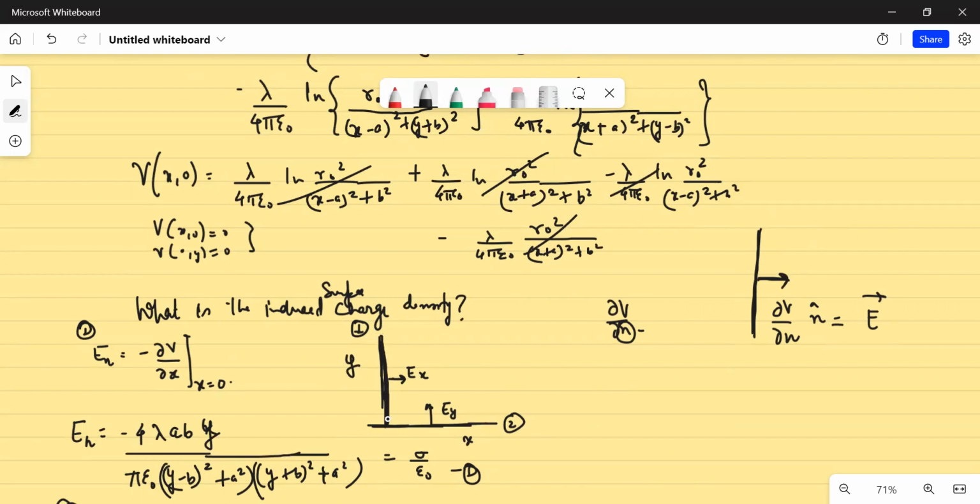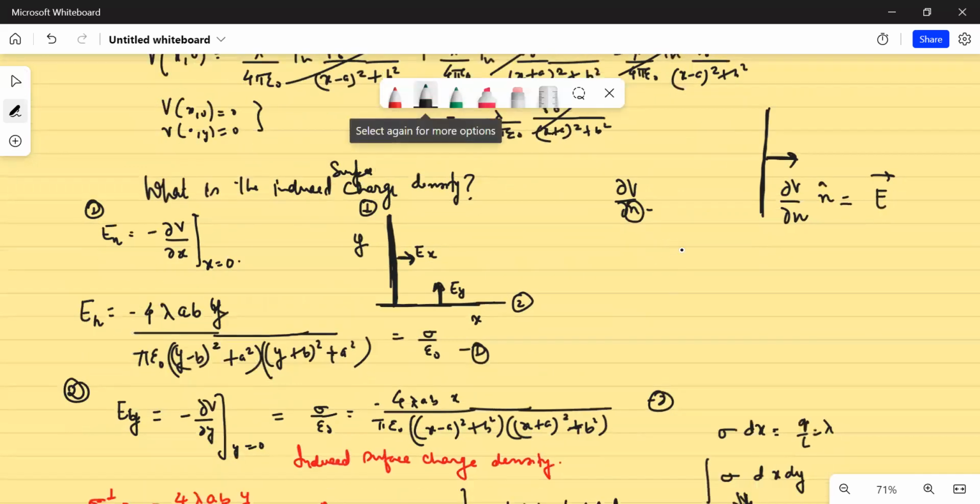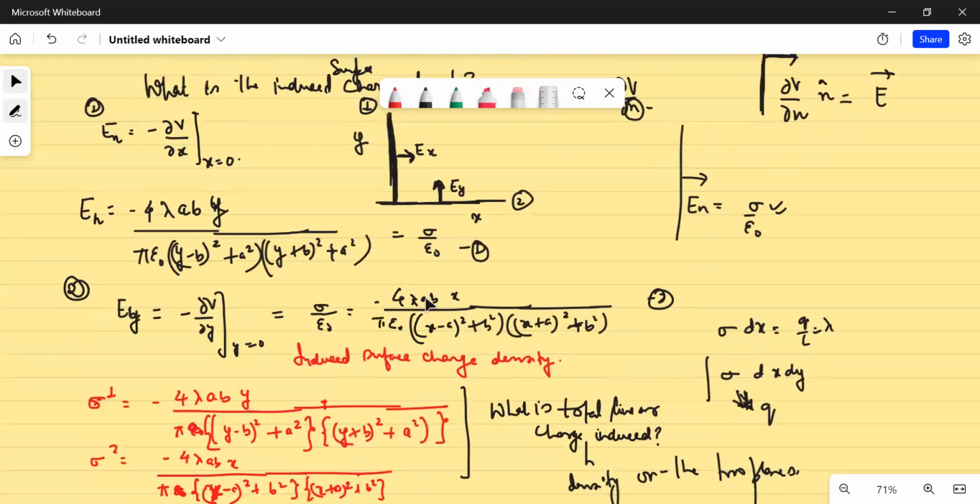So let's say this is your plane, this is your y axis, this is your x axis. Normal to this is x and normal to this is y. In order to obtain the electric field, I'll differentiate with respect to x here, and I'll differentiate with respect to y here. So that is what I've done. I found the normal component. Another property of conductors is that just near the conductor, the normal component is given by sigma upon epsilon. So this will give you an idea of the induced surface charge density. So we obtained the induced surface charge density.